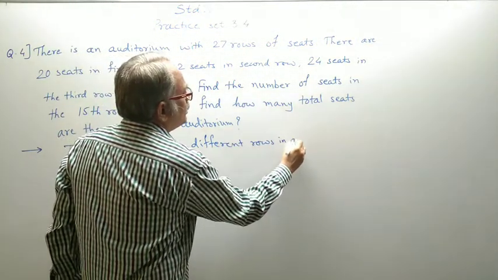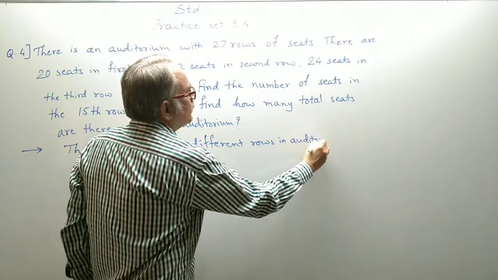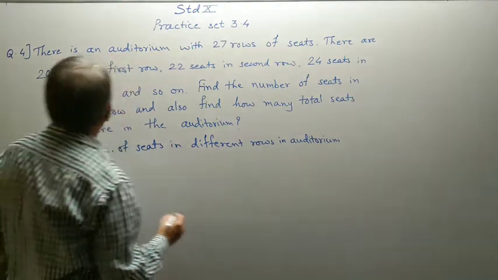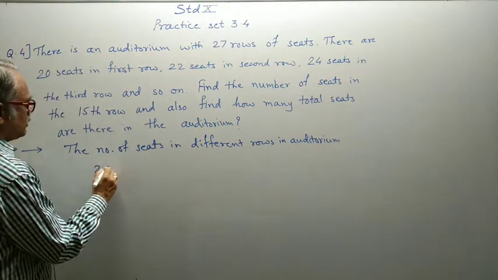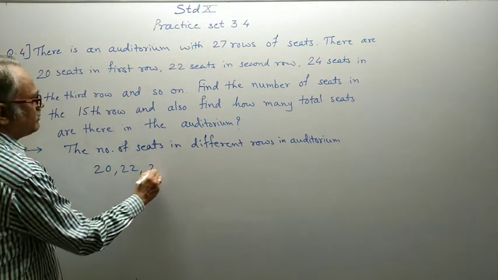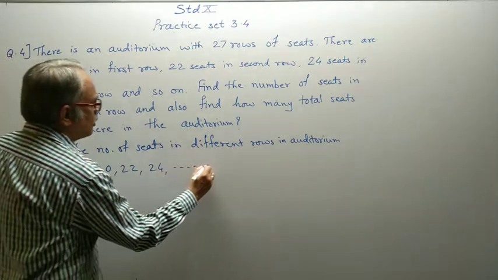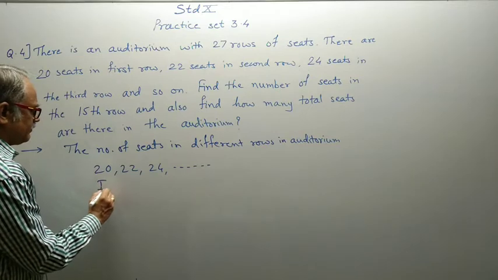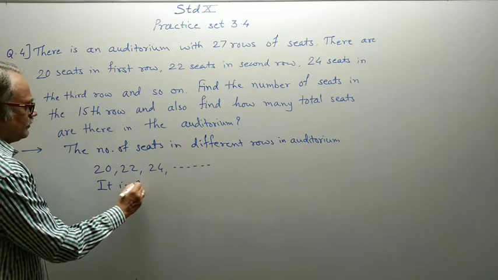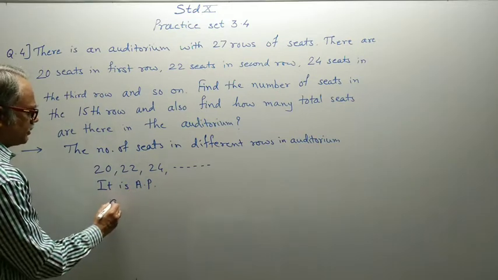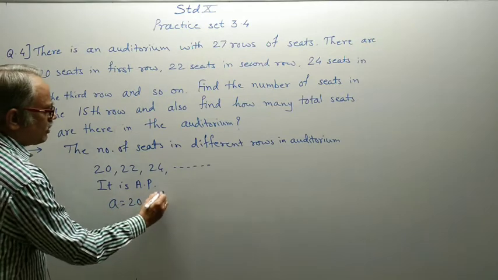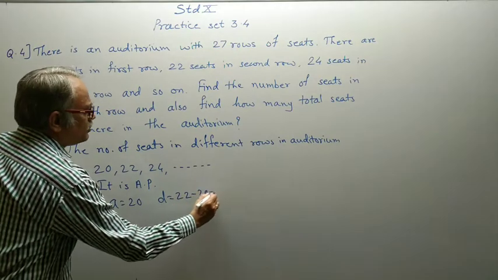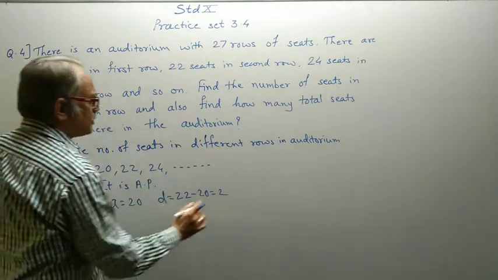In auditorium, 20 in first, 22 in second, 24 in third, and so on. It is AP. What is first term? 20. What is common difference? 22 minus 20. Every time 2, 2, 2, 2. 20, 22, 24, D is 2.